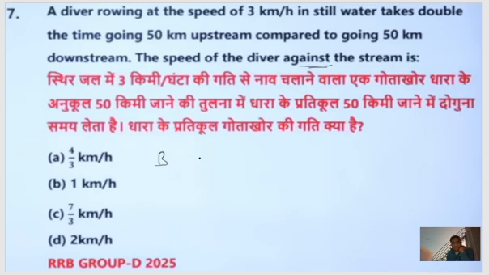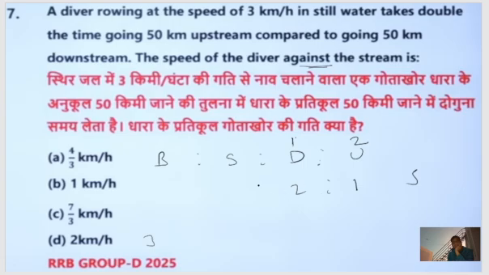So we know how we solve this: boat, stream, downstream and upstream. The speed of boat is given as 3, and the times are given for upstream and downstream. The downstream time is 1 and the upstream time is 2. Time is inversely proportional to speed, so the speed ratio is 2 is to 1. Here we write this 3 just below that.